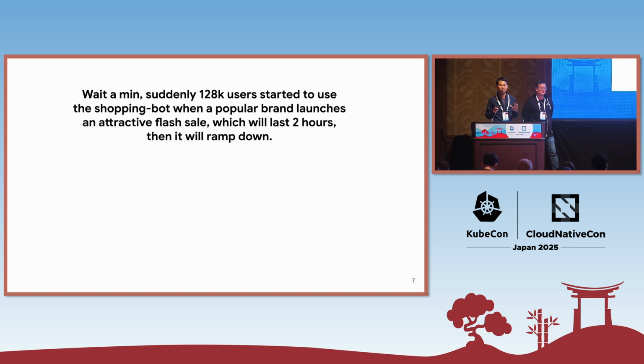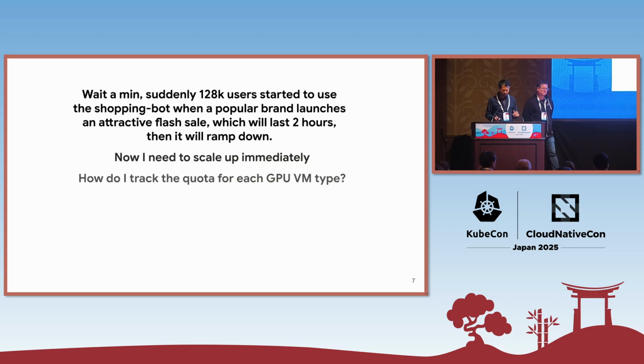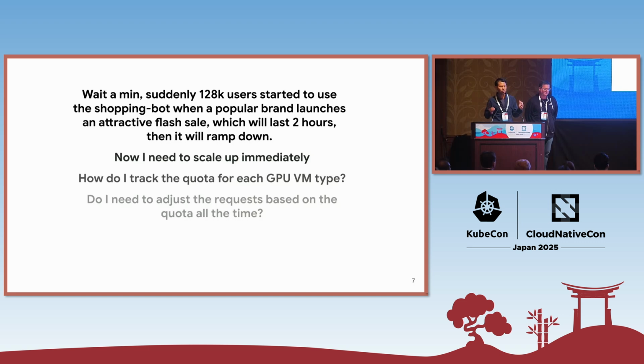I don't want my resources to sit there for a very long time, because we know that GPU resource is way more expensive than traditional CPU and memory. So how do I deal with that? And think about how I scale up immediately. And then when I have all these applications scaled up, how do I track the quota of each GPU? Because I can use at least 3 types of GPU in this scenario.